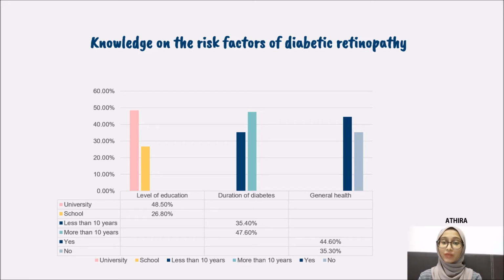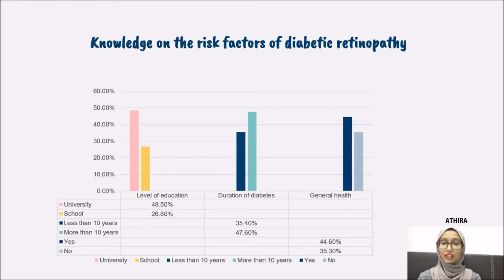Another factor that may contribute to knowledge of risk factors is the duration of diabetes. 47.6% of participants who have had diabetes for more than 10 years were aware of the risk factors of diabetic retinopathy, while only 35.4% of participants with diabetes for less than 10 years were aware of the risk factors.